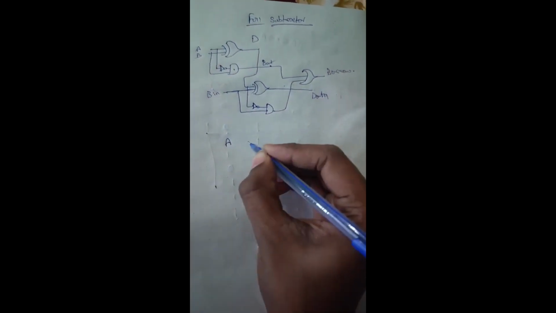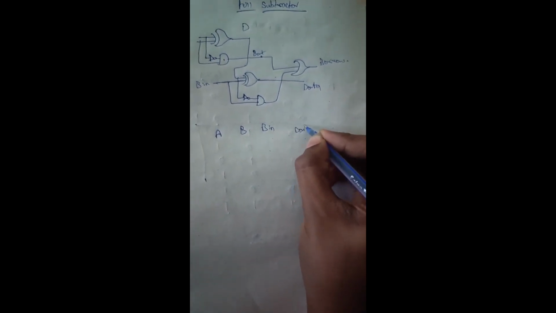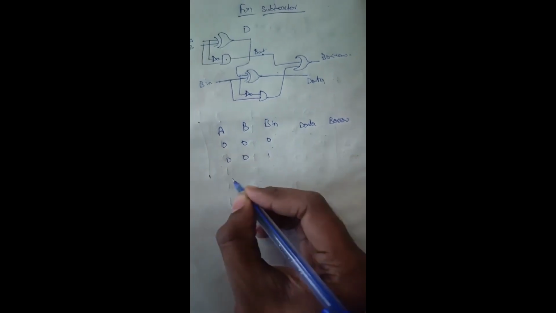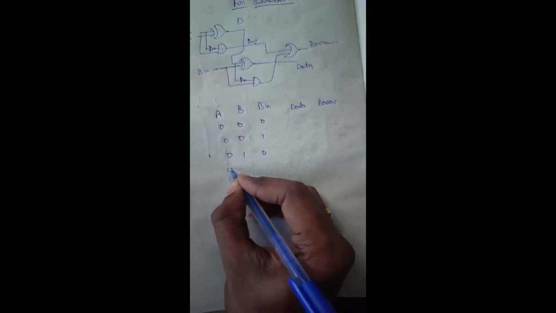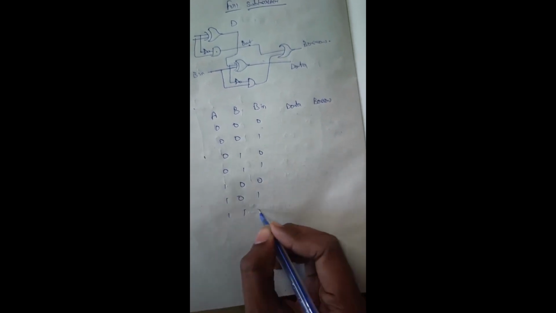Now we will see the truth table for this full subtractor. For that we require three inputs A, B and the B in, and the data and the borrow. The possible combinations here are 0 0 0, 0 0 1, 0 1 0, 0 1 1, 1 0 0, 1 0 1, 1 1 0, 1 1 1. These are all the possible combinations for our full subtractor.